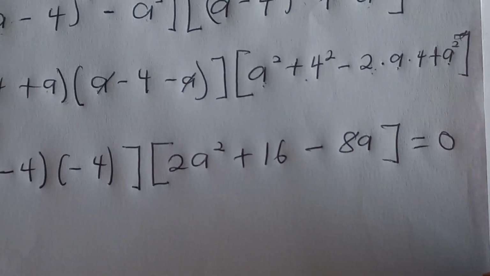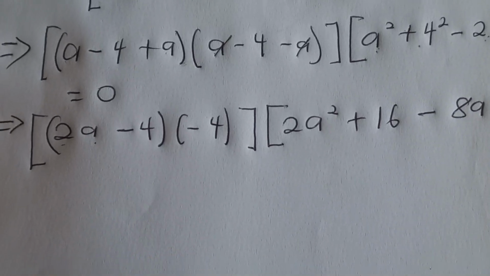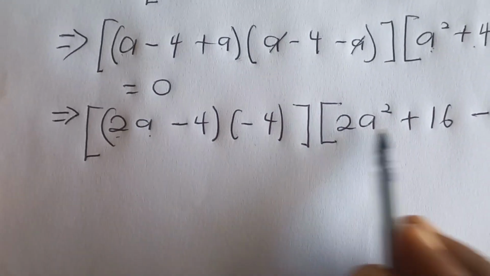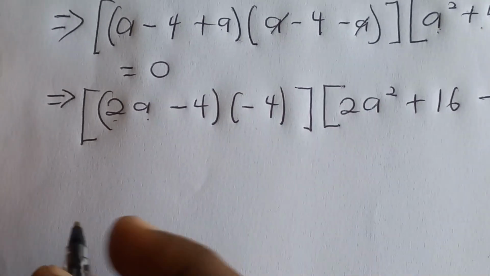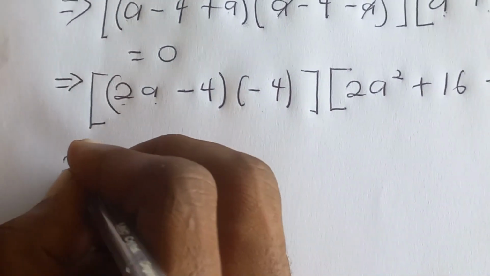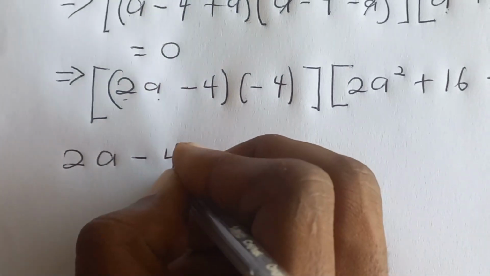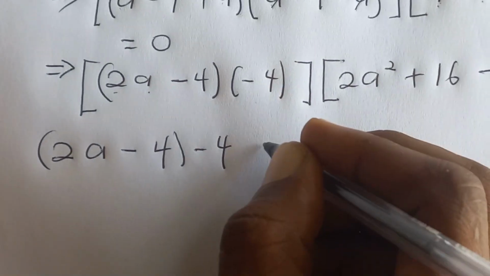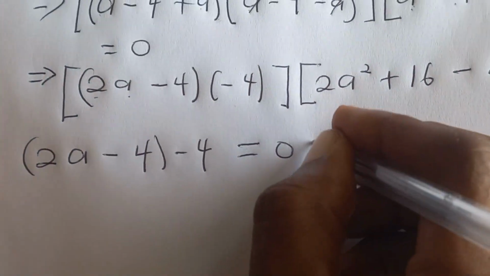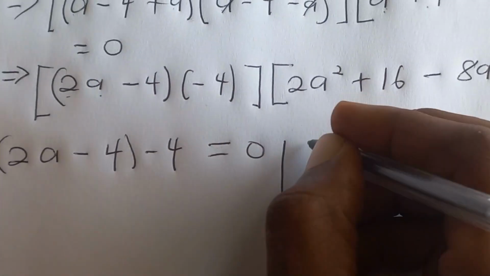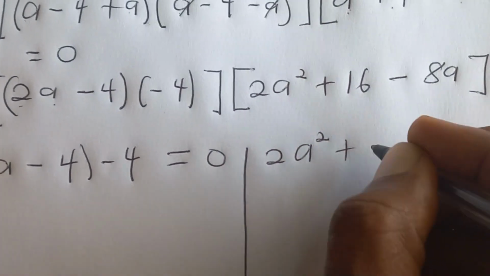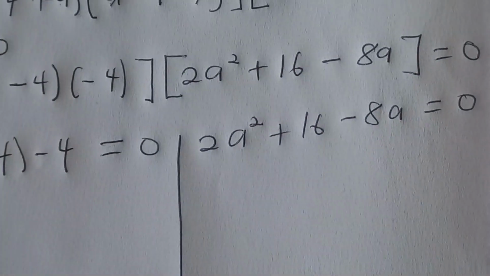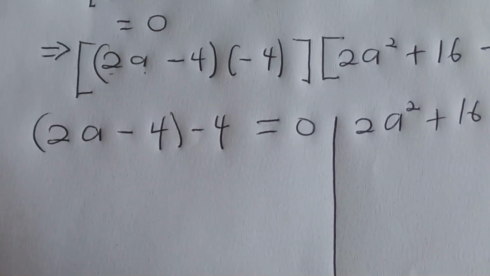Okay, so now we are having two cases here. Case 1, we have (2a minus 4) multiplied by negative 4 is equal to 0, and then the second case, which is 2a squared plus 16 minus 8a is equal to 0. Case 2. So let's solve case 1 first.